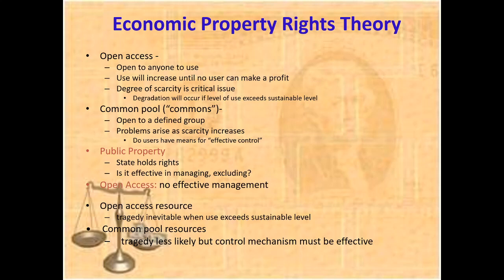So the problem arises as scarcity increases. Normally the issue of the common pooled resources arises when the resource is not an unlimited resource. That means if it is a scarce resource, then the issue of depletion or overuse, etc., will emerge. So do users have means for effective control in that context?